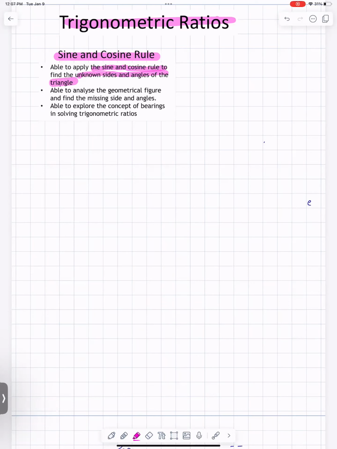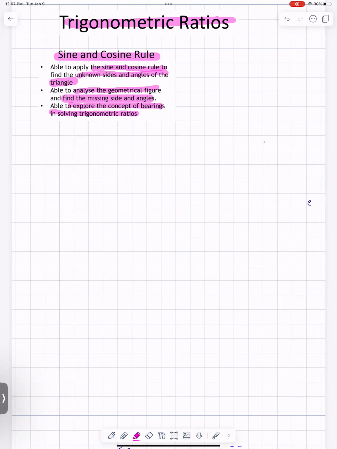Then, secondly, we'll be able to analyze geometrical figures using the sine and cosine rule to find the missing sides and angles of a given triangle. And also, we can apply the sine and cosine rule to explore the concept of bearings in solving trigonometric ratios. So this is what our main focus will be on this topic of sine and cosine rule.